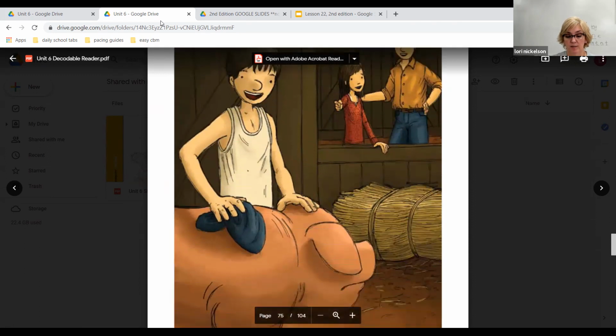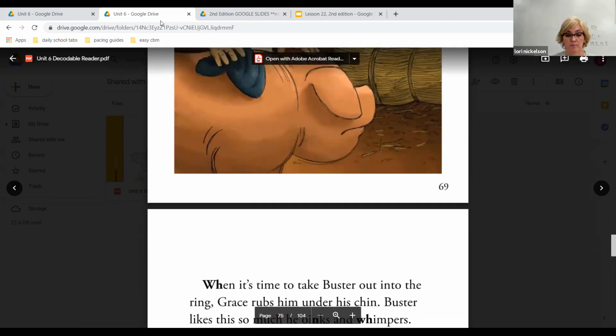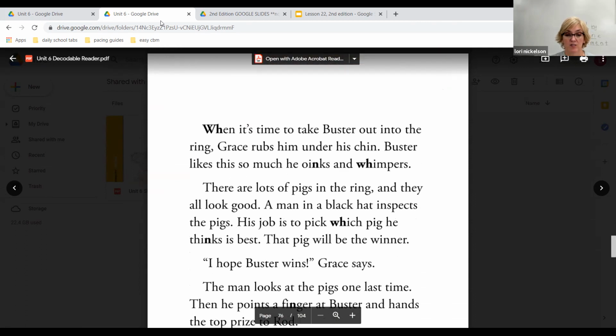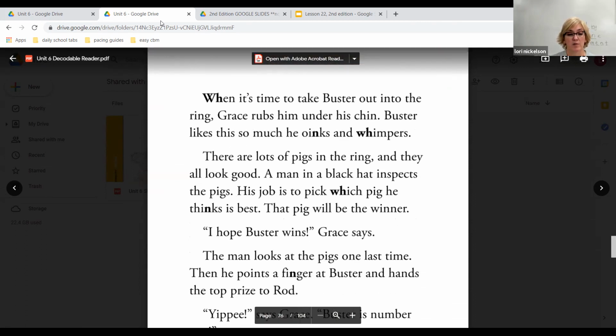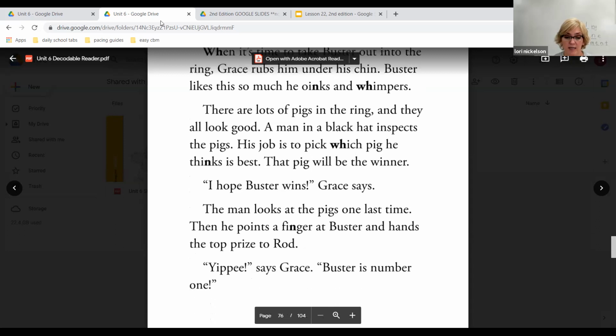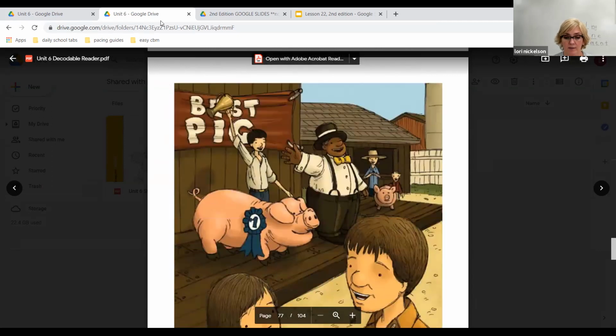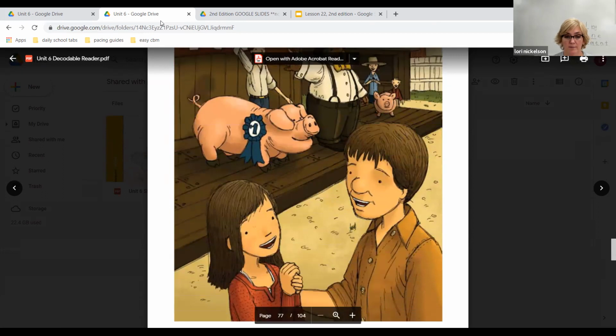So he's rubbing him down, and his name was Rod, remember? When it's time to take Buster out into the ring, Grace rubs him under his chin. Buster likes this so much he oinks and whimpers. There are lots of pigs in the ring, and they all look good. A man in a black hat inspects the pigs. His job is to pick which pig he thinks is best. That pig will be the winner. "I hope Buster wins," Grace says. The man looks at the pigs one last time. Then he points a finger at Buster and hands the top prize to Rod. "Yippee," says Grace. "Buster is number one." And there's Buster being number one.